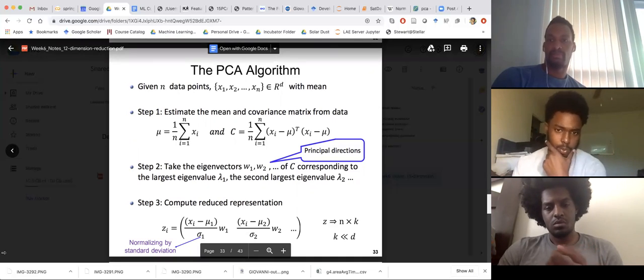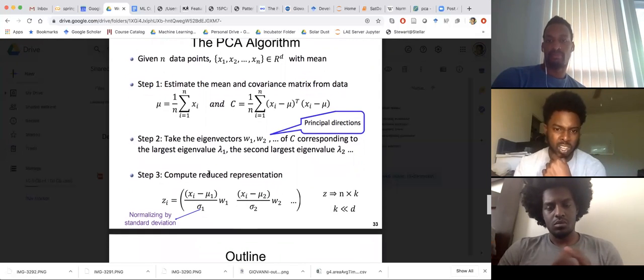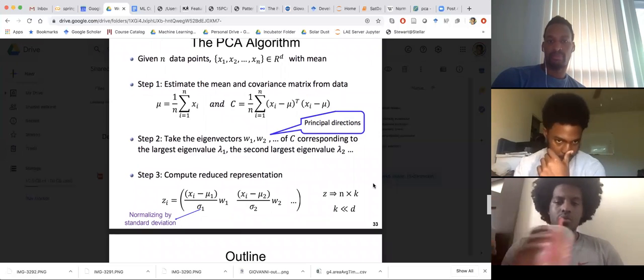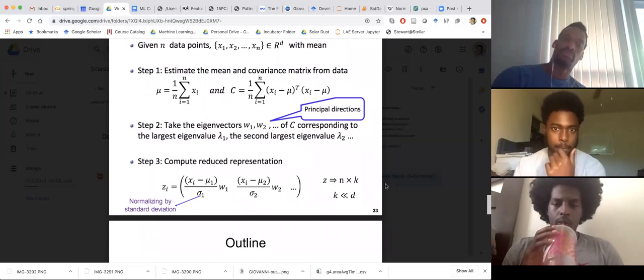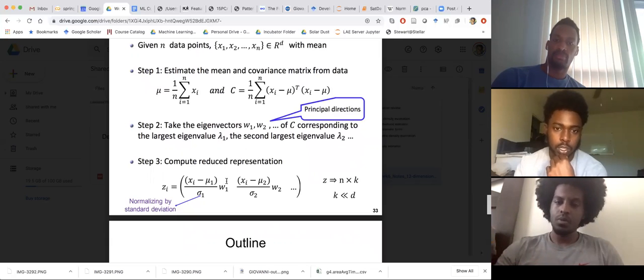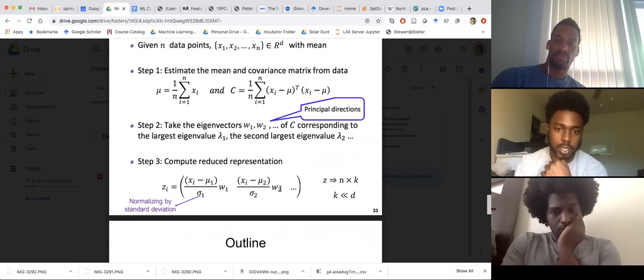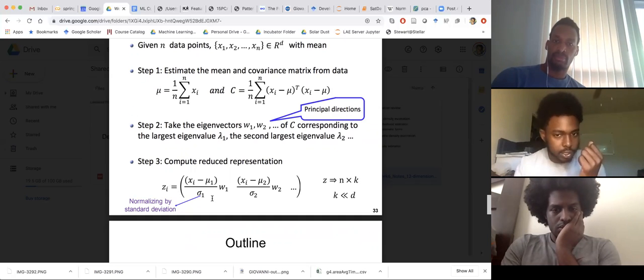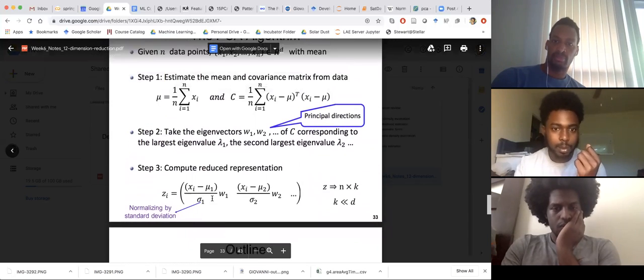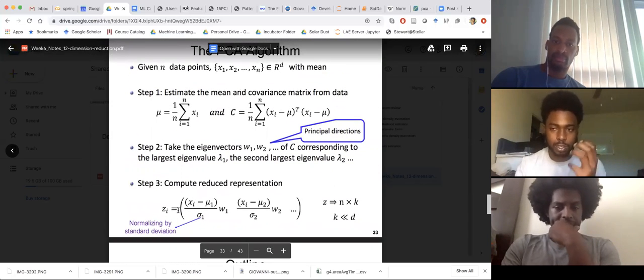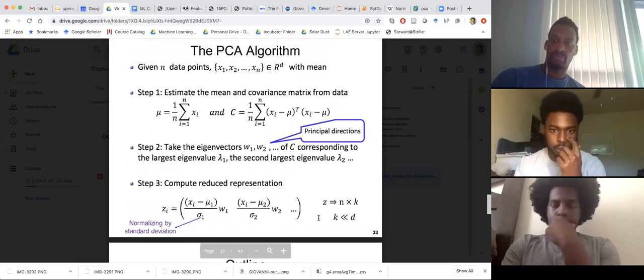I'm not sure if I described that well, but hopefully these are our principal components. And then we're going to compute the reduced representation. So we've computed these W's, and these eigenvectors we're going to use as weights, right, to have our reduced representation. So we can actually choose the number of weights we want to use to represent our data set, and K represents the number of weights.